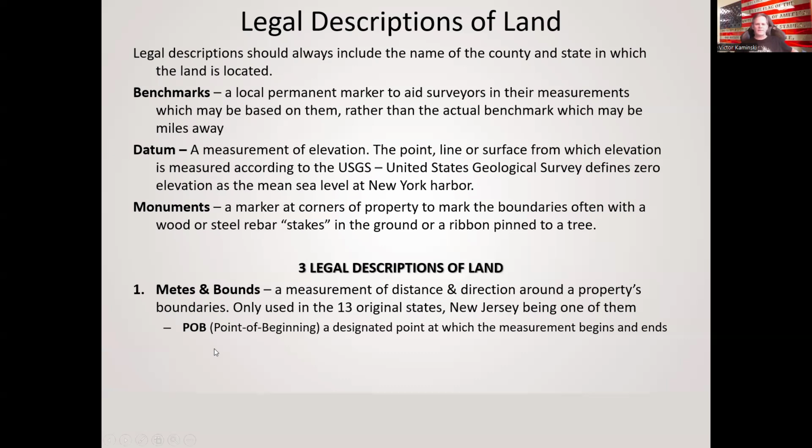These measurements around the property's boundaries all start and end at a definite designated point where they begin their measurement, and they end their measurement when they close the loop around the property. That starting and ending point is called a POB, short for point of beginning. That's the designated point at which the measurement begins and ends.